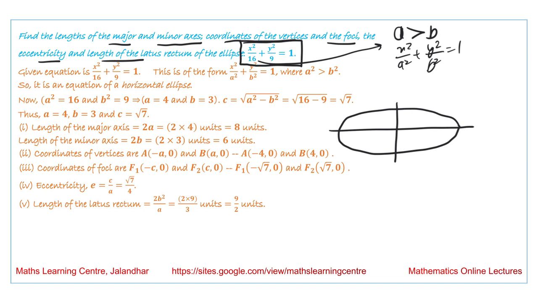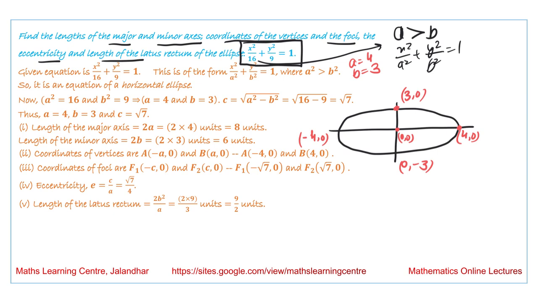The value of a is equal to 4, and the value of b is equal to 3. It means this point is 4 comma 0, this point is minus 4 comma 0, this point is 0 comma 3, this point is 0 comma minus 3, and this point is 0 comma 0.